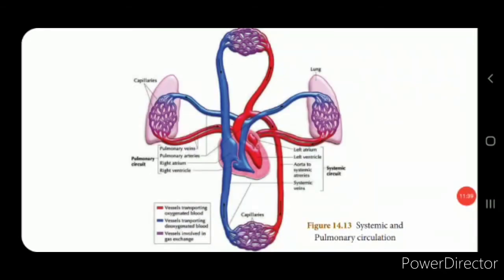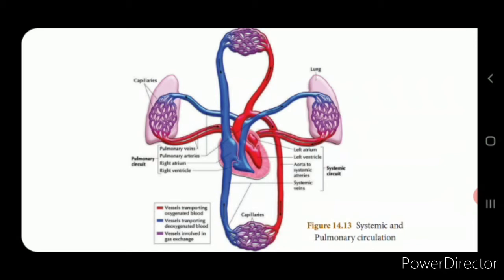Next is the coronary circulation. Here the supply of blood to the cardiac muscles, which are called the heart muscles, is called the coronary circulation. Now here the cardiac muscles receive the oxygenated blood from the coronary artery, isn't it? And the deoxygenated blood from the cardiac muscles drains into the right atrium, and that is done by the coronary sinus.